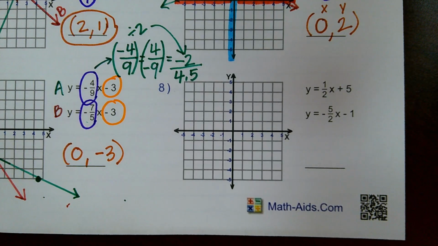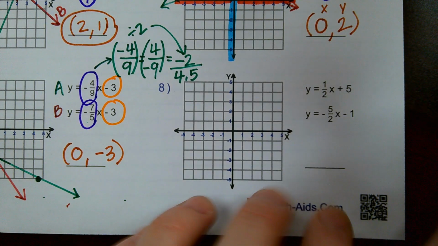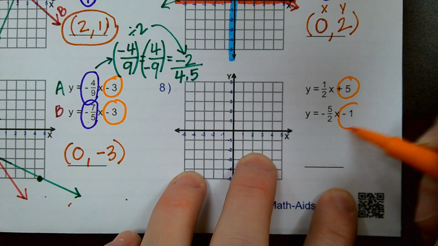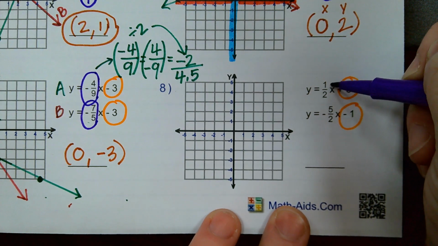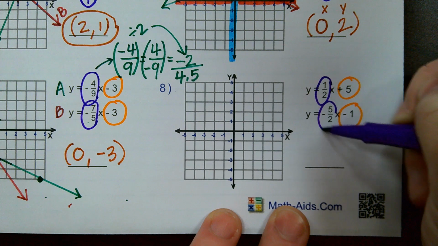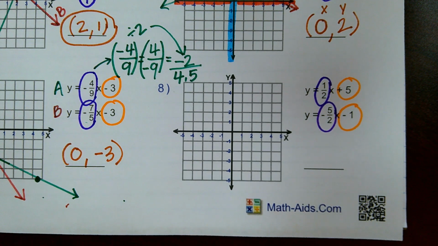Once we finish this, we're going to take a few notes. Okay, here are our y-intercepts, 5 and -1. Slopes, what are they? 1 over 2. Good. 1 over 2, and -5 over 2.